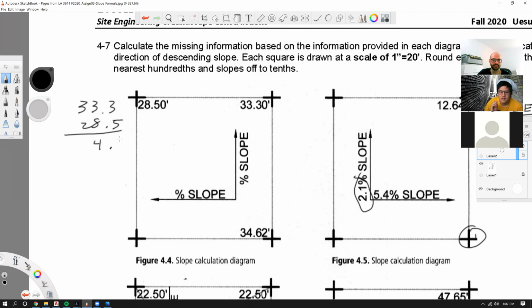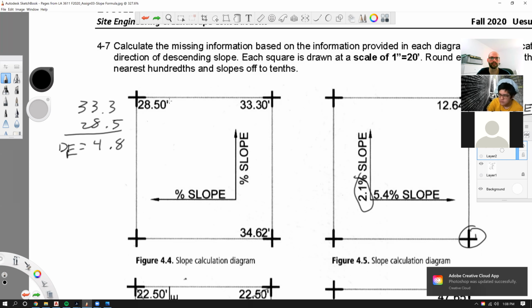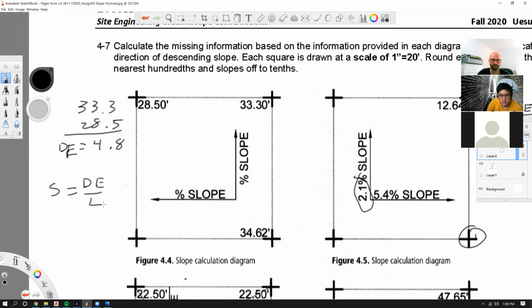So our dE between here is 4.8, okay? So we're going to take our slope formula, slope equals dE over length, right? And we know the length of this because it is at 1 to 20 scale.